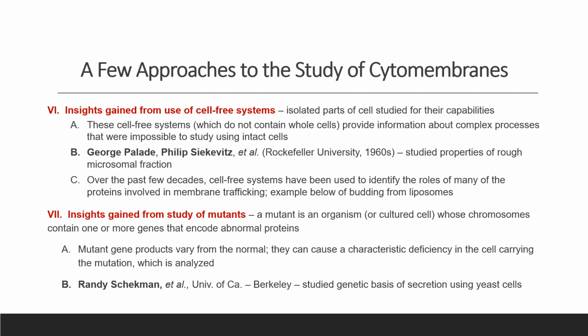And then other insights gained from the study of mutants or mutations. A mutant is an organism whose chromosomes contain one or more genes that encode abnormal proteins. Mutant gene products vary from the normal and can cause characteristic deficiencies in the cell carrying the mutation, which is analyzed. One of the people who studied this is Randy Schekman et al. from the University of California, UC Berkeley. He studied the genetic basis of secretion using yeast cells.